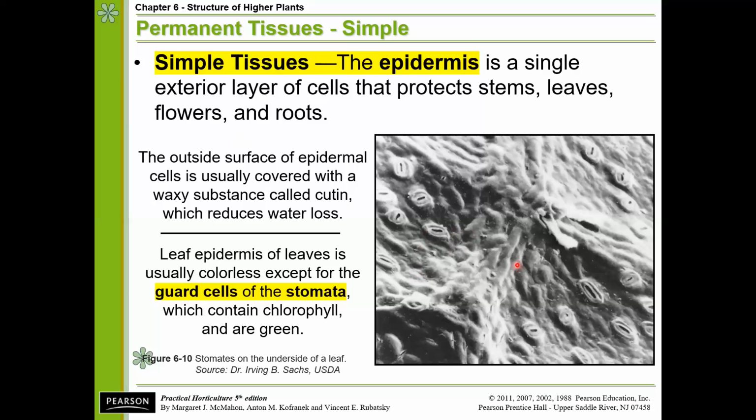So the leaf epidermis itself is colorless except for the guard cells and the stomata, which actually contain some chlorophyll, which makes them green. The leaves, of course, are green, but it's not the cutin in the epidermis that has that chlorophyll. It's the cells beneath them.